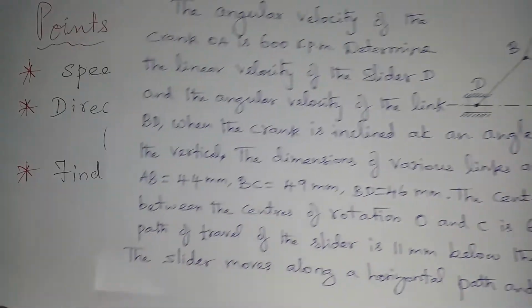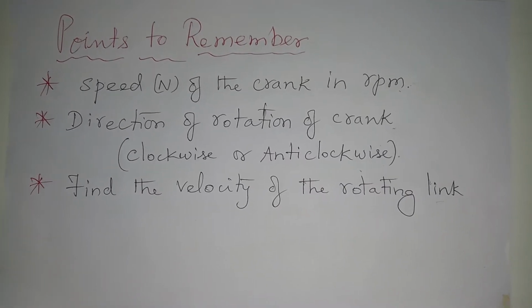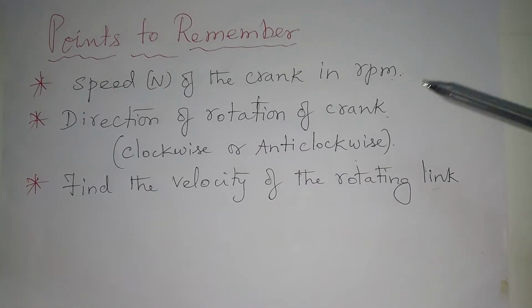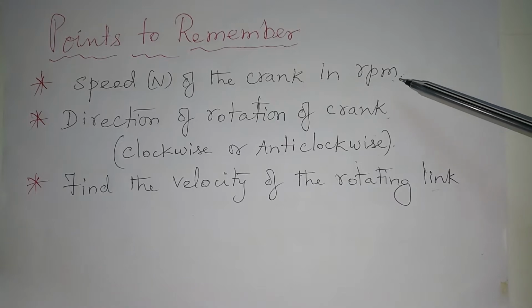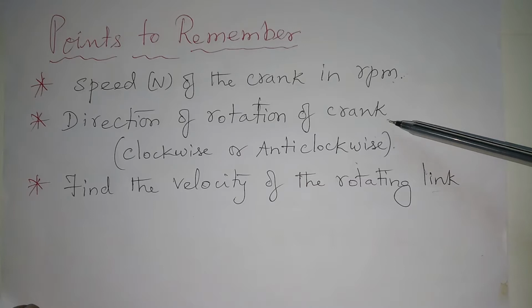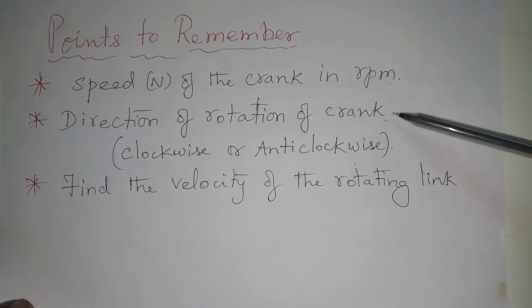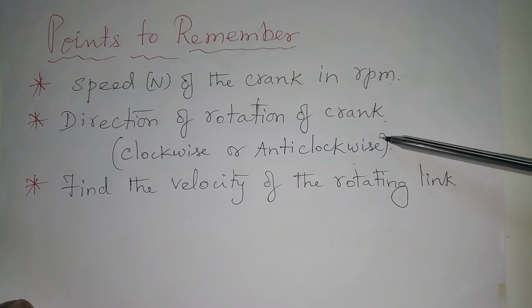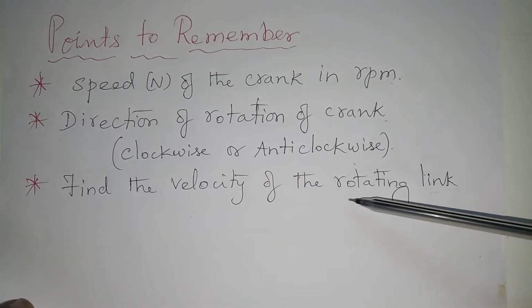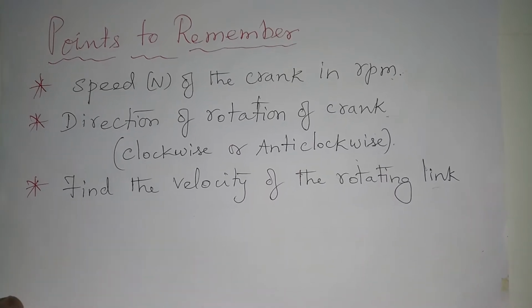To construct the velocity diagram, we have to consider a few points. As we have seen in the earlier examples, first you have to check whether the speed N is given in the example, and you have to check the direction of rotation, whether it is clockwise or anti-clockwise. Once you know these two data, next you have to find the velocity of the rotating link so as to start your velocity diagram.